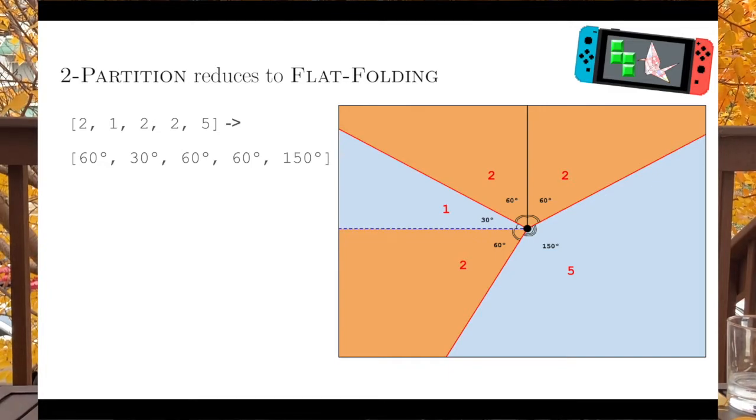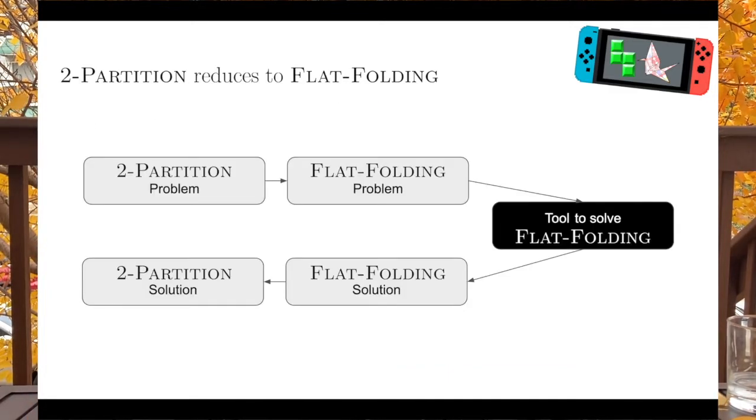Here's a flowchart that explains the logic that's going on here. Basically, if there's a magic tool, indicated by a black box here, to solve flat folding, then we can use that same tool to solve two-partition problems as well. So we've effectively shown that solving the flat folding problem is just as hard as solving the two-partition problem, because if we could solve the flat folding problem, we could always solve the two-partition problem in the same way.